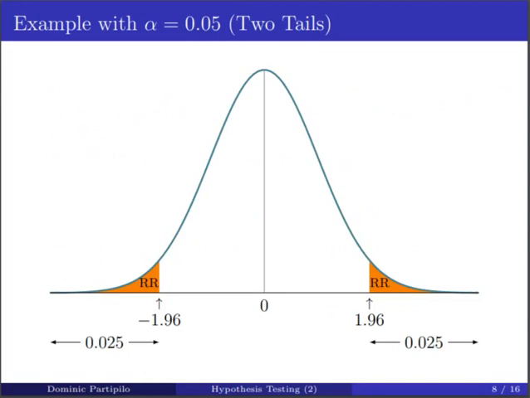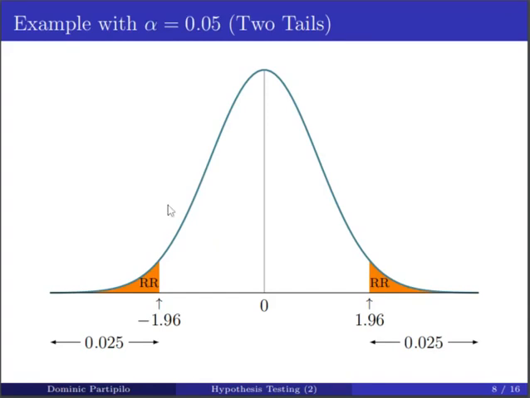So here's an example of what this looks like. Normally we had the rejection region all in one tail, but now we have to split this up into these two tails here. The area to the left of this critical value right here is 0.025, and the area to the right of this critical value right here is also 0.025. When you add them together, you get 0.05, which would be our alpha in this case.